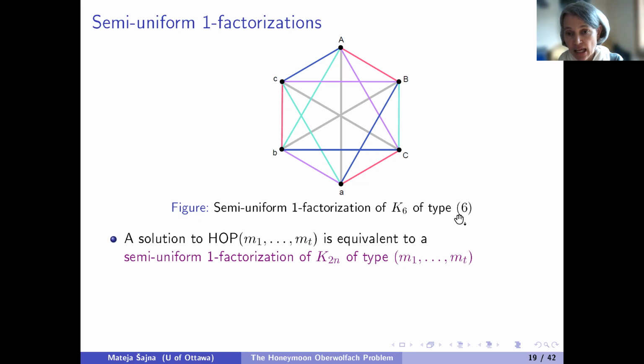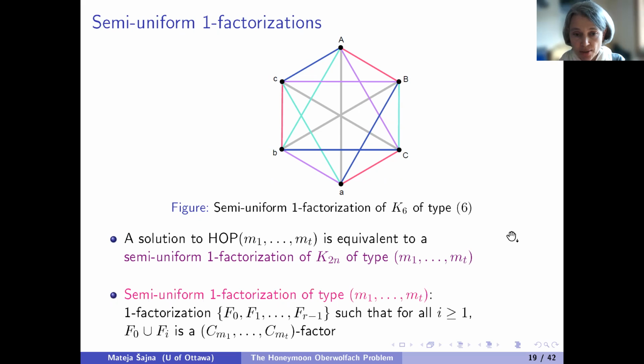In this case, type 6. In other words, we have a single cycle of length 6. So these kinds of 1 factorizations can be called semi-uniform. So a solution to HOP is equivalent to a semi-uniform 1 factorization of the complete graph of order 2n of type M1 through MT. So the type is precisely the type of the 2 factor.